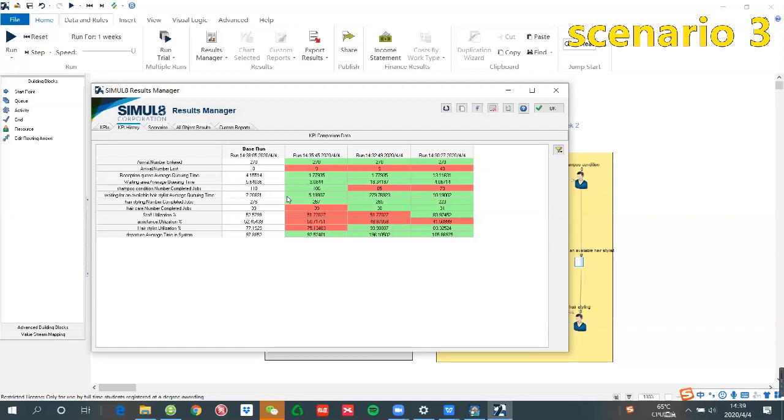And for the waiting for an available hairstylist, the average queuing time is now slightly increased due to more customers coming to the hair salon. So now we need to wait 7.2 minutes compared to the previous 5.1 minutes. And now the number of completed jobs for hairstyling increased by 9. Now we can complete 276 compared to the previous 267. But the hair care number of jobs remains the same at 39.